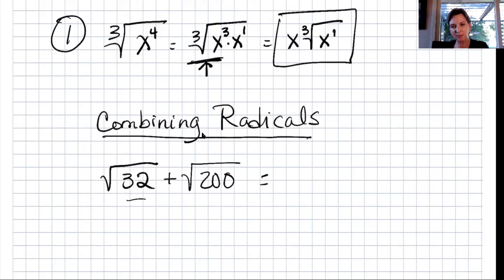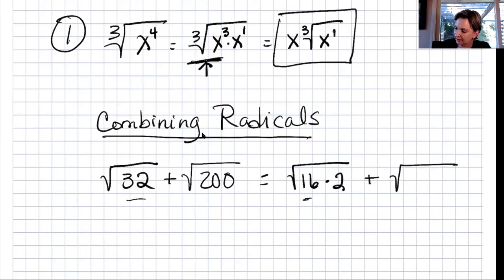Those numbers that we can simplify out of the square root. So for instance, 32, that is 16 times 2. Okay, so there's a perfect square in there, the 16. And the second one is 100 times 2. There's a perfect square in there, 100.